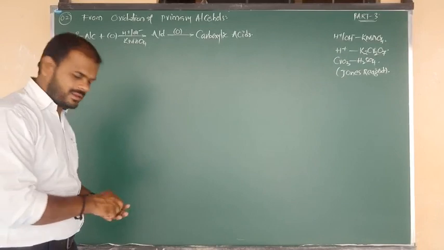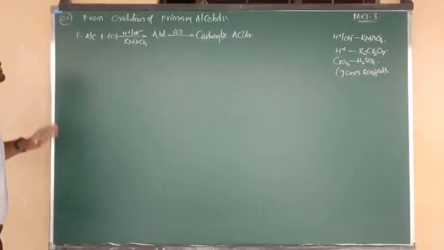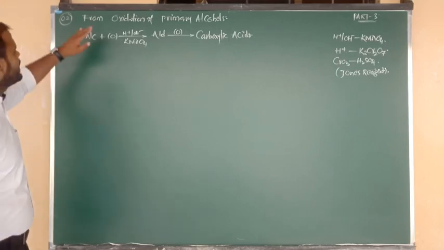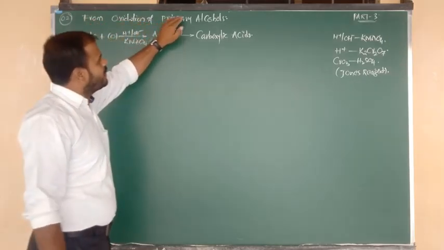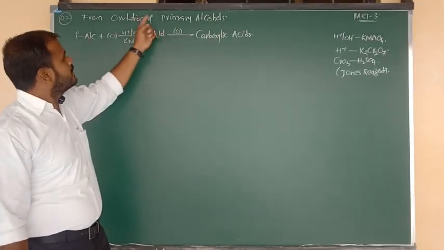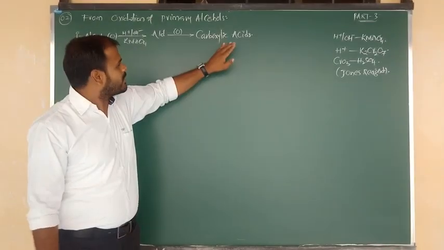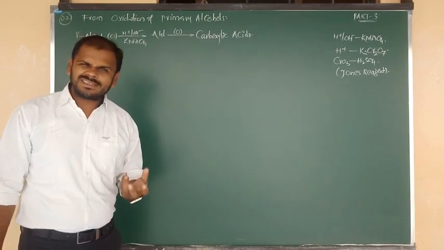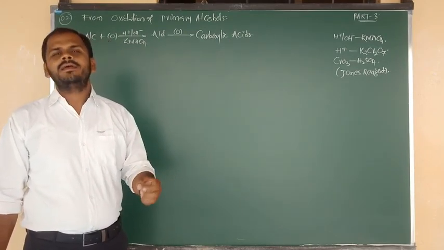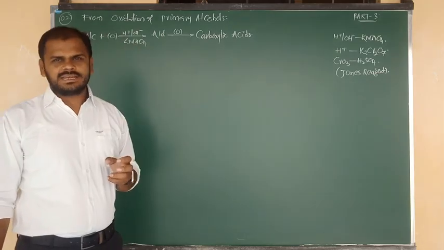So in the preparation of carboxylic acids, what is the second method? Method number 2 is the oxidation of primary alcohols. By using primary alcohols, we have to prepare the carboxylic acids. For this purpose, we require suitable, certain oxidizing agents.